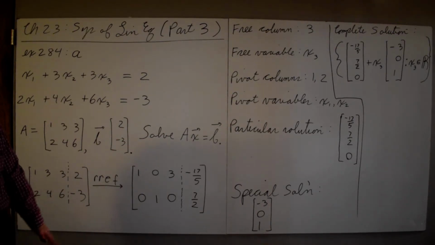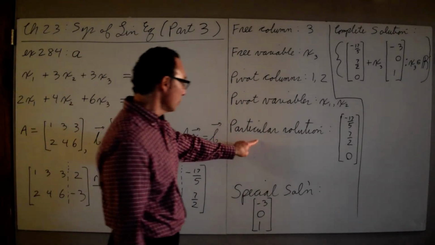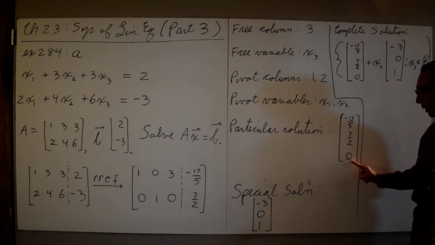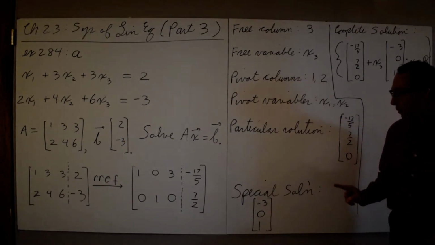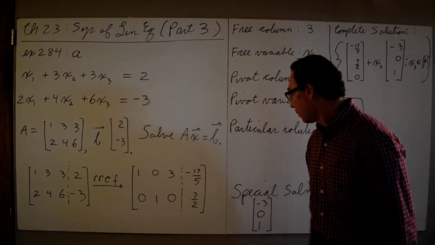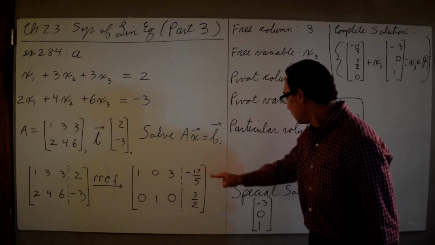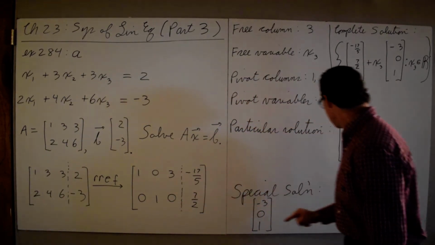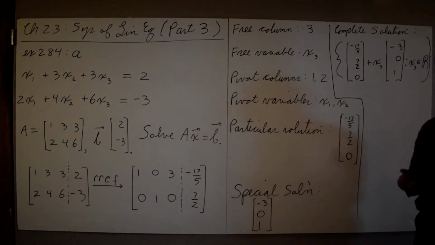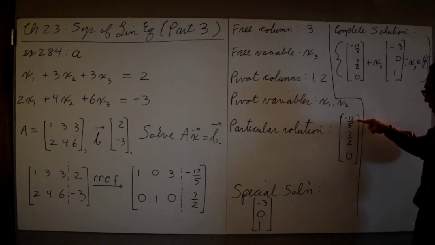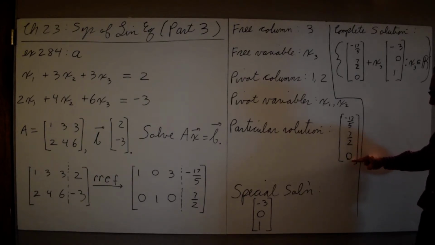So now we want to look at the complete solution. First of all, let's look at the particular solution. How do we get the particular solution? We set our free variable equal to 0. And we see what's represented here. If our third variable is 0, then x sub 1 is negative 17/5. Our x sub 2 is 7/2. So the particular solution to this system is negative 17/5, 7/2, 0.